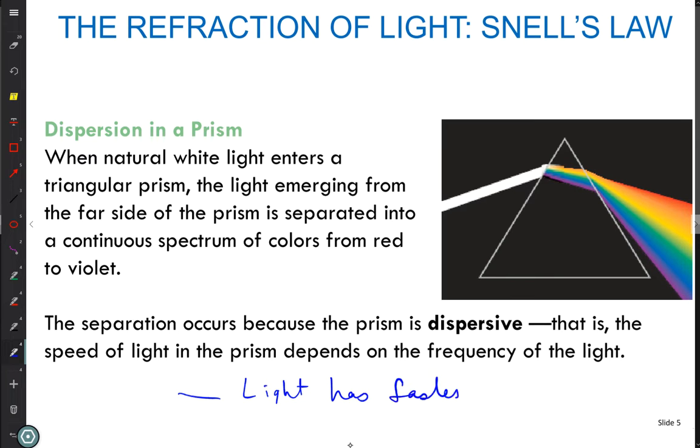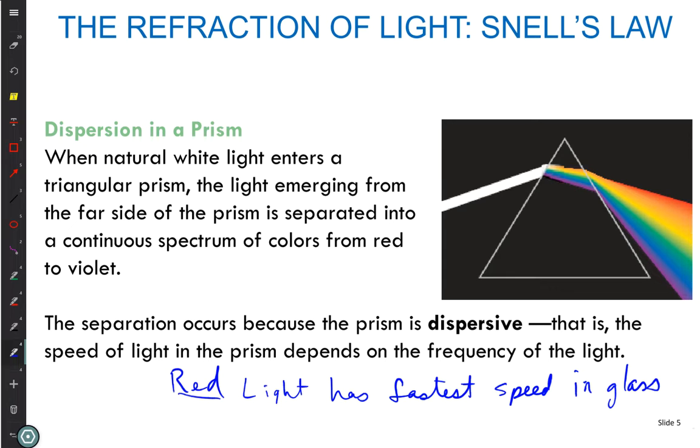It's not violet. Since it's not violet, we know what it is. Red light has the fastest speed because it bent the least, because the more it slows down, the more it's going to bend. So the red light bent the least, it was going the fastest. The violet bent the most, it was going the slowest.